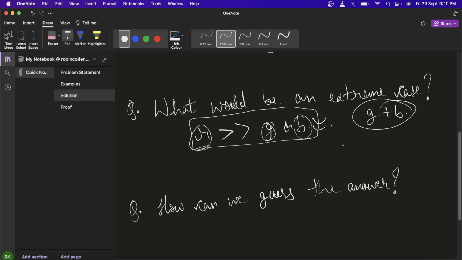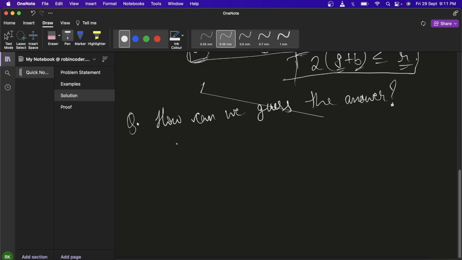So if 2 times (G plus B) is less than or equal to R, then this would be an extreme case, because in this case we can always use two balloons from red and one balloon from green or blue, and this will give us the answer G plus B. Okay, so now coming to the answer, here we have made one guess that the answer can be G plus B. It will be in case of when 2 times (G plus B) is less than or equal to R.